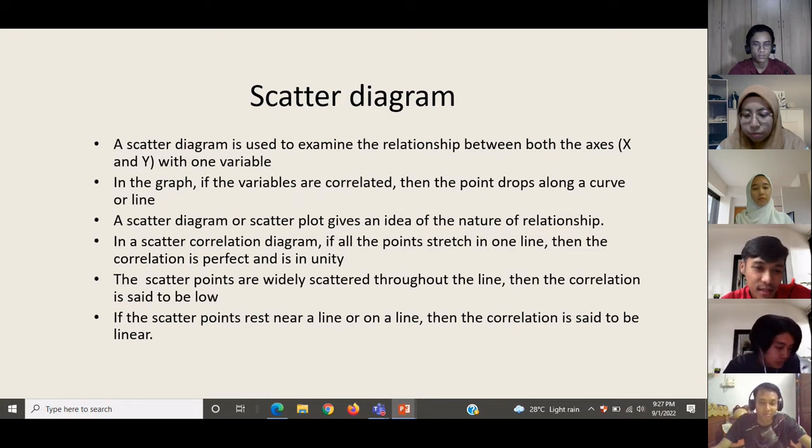In a scatter correlation diagram, if all the points stretch in one line, then the correlation is perfect and is in unity. If the scatter points are widely scattered around the line, then the correlation is said to be low. And if the scatter points rest near a line or on a line, then the correlation is said to be linear.